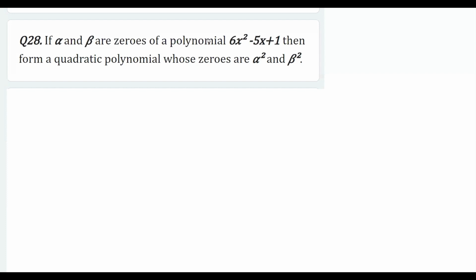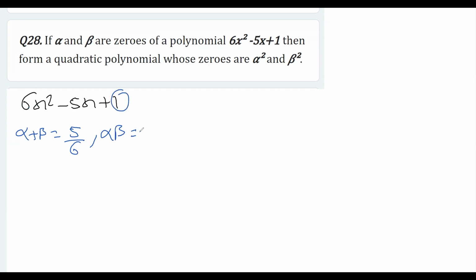Now the first thing that we do in a question like this is let's first write the question here. Since alpha and beta are zeros of this polynomial, what is the sum of the zeros of a polynomial? We know that the sum of the zeros, say the zeros are alpha and beta, is minus b by a, the negative coefficient of x over the coefficient of x squared. So minus of minus 5 is positive 5 by 6, that is minus b by a. And the product of the zeros, alpha into beta, is c by a. The c is 1 here, a is 6, so that is 1 over 6.